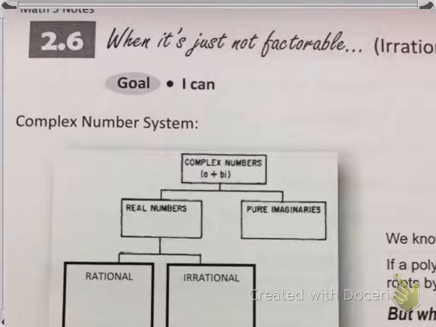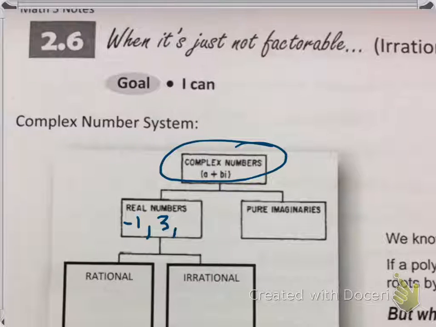This is Note-Taking Guide 2.6. We're going to talk about what we can do when we cannot factor. Just a reminder here that when we talk about complex numbers, there's a real and imaginary part. Real is like a -1 or a 3 or a positive 1/2.